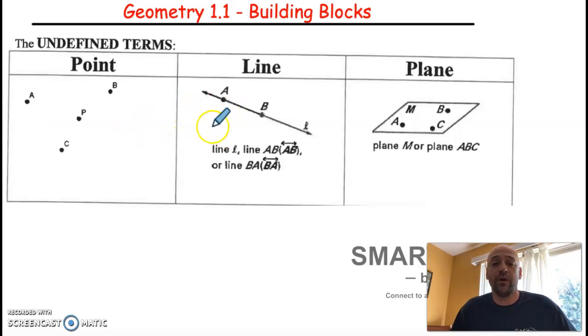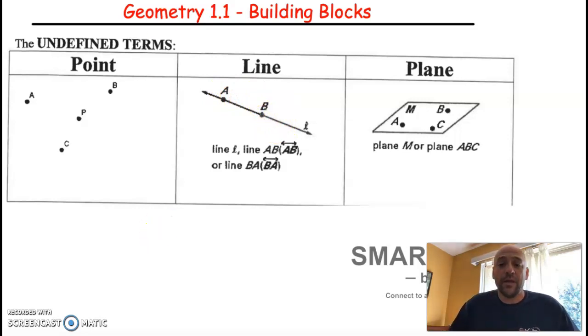When you have 2 points, like we have in this drawing right here, points A and B, there is a thing called a postulate that says through any 2 points, you can construct exactly one line. So we have 2 points, we have a line. So again, point A, point capital B.